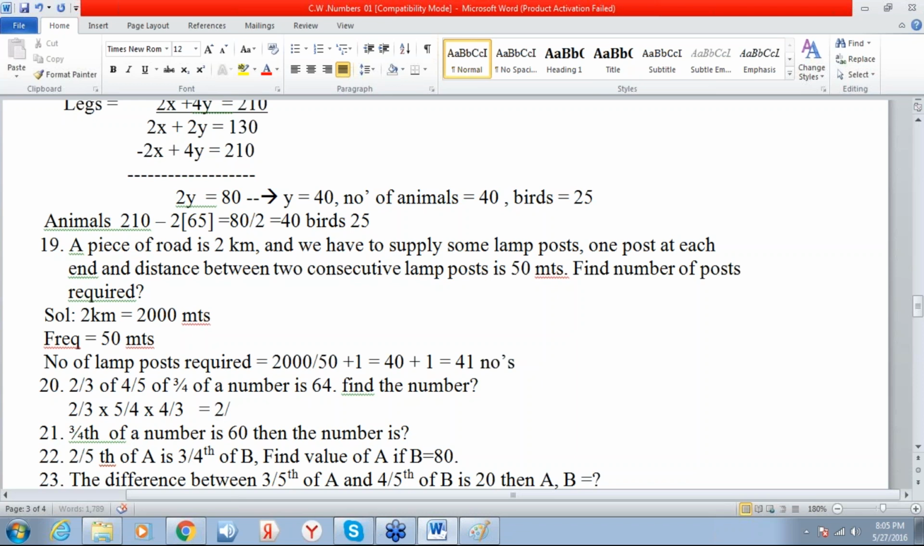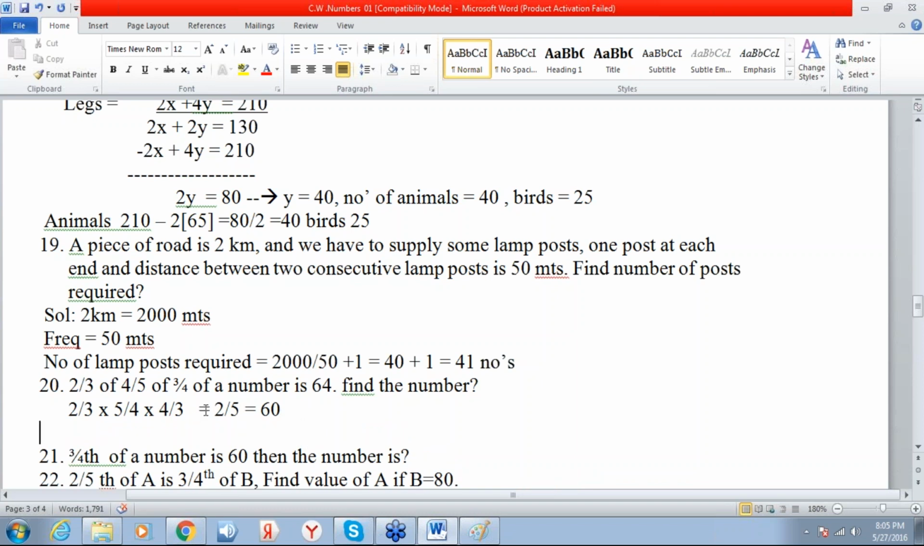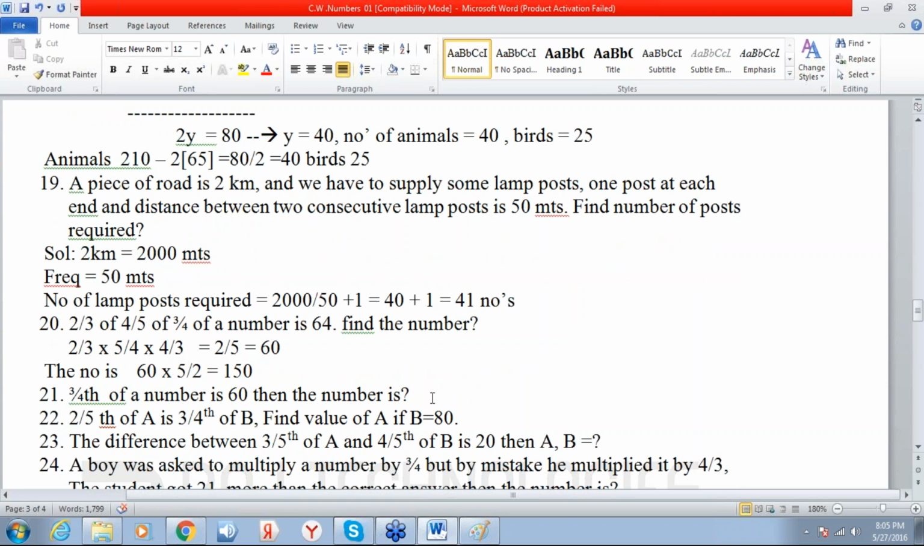Here, 2/5 is equal to 60. In other words, this question can be put as: when 2/5 of a number is equal to 60, then the number is 60 into, reverse the fraction, 5 by 2, which is equal to 150. The answer is, then the number is 150.